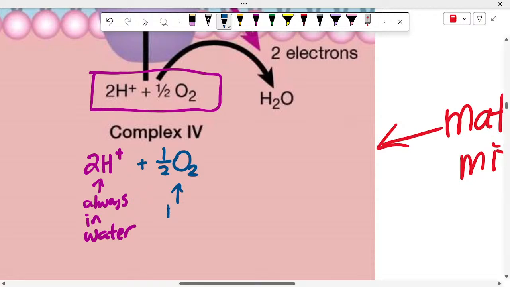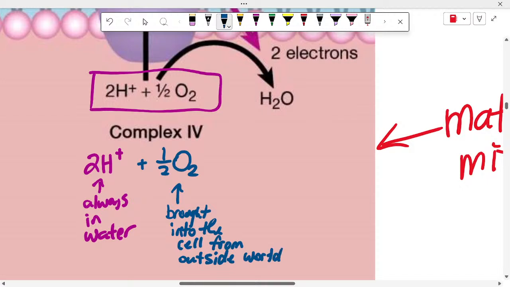Yeah, this is brought into the cell from the air or water, depending on what type of organism, but it's brought into the cell from the outside world. We get it by doing what? We breathe. How do fish get that oxygen? They don't breathe, but they run water against their gills, and that water has some dissolved oxygen. They can get it out. How do grasshoppers, do they breathe?